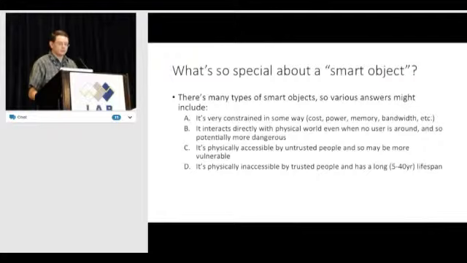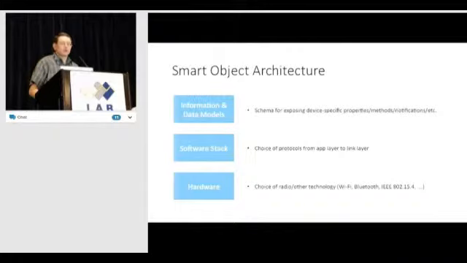So when we in the IAB looked at smart object architecture, we looked at three categories of architecture. Starting from the bottom, there are decisions that our smart object engineers make around hardware. Which type of radio is in there? What's the radio technology? Is it on battery or is it powered? Things like that, okay?